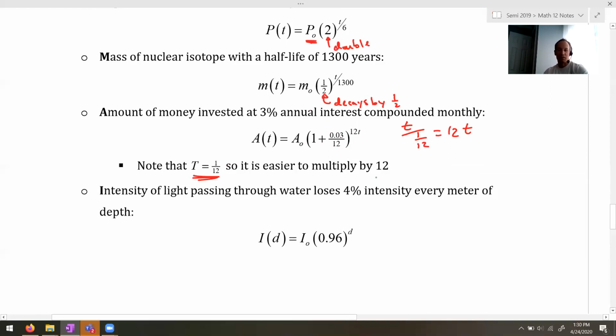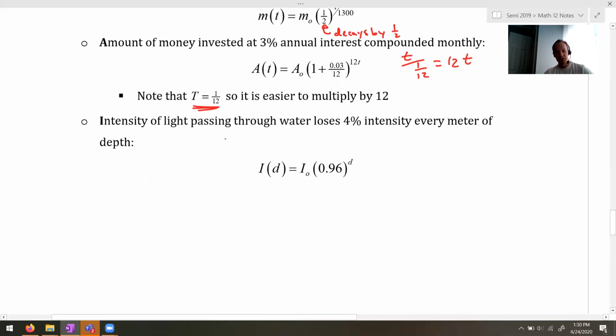Finally, here's another one. I've seen a question like this in a textbook somewhere. Intensity of light passing through water loses 4% intensity every meter depth. The 0.96. It's usually easier to say this is what's remaining. You can't go 0.04. It just doesn't work out. Okay.